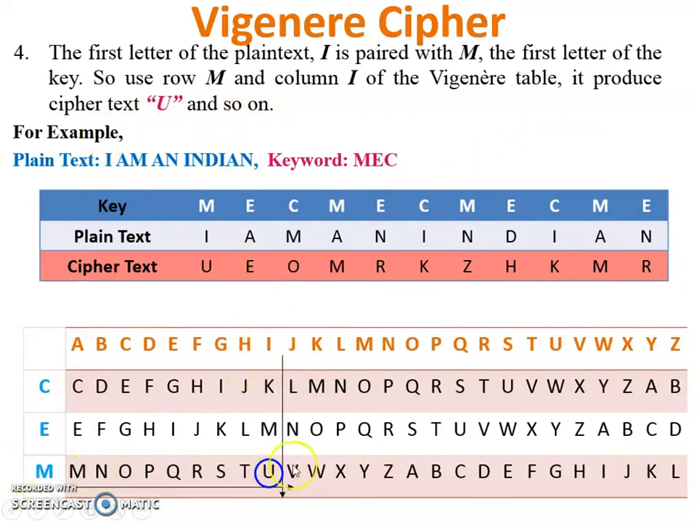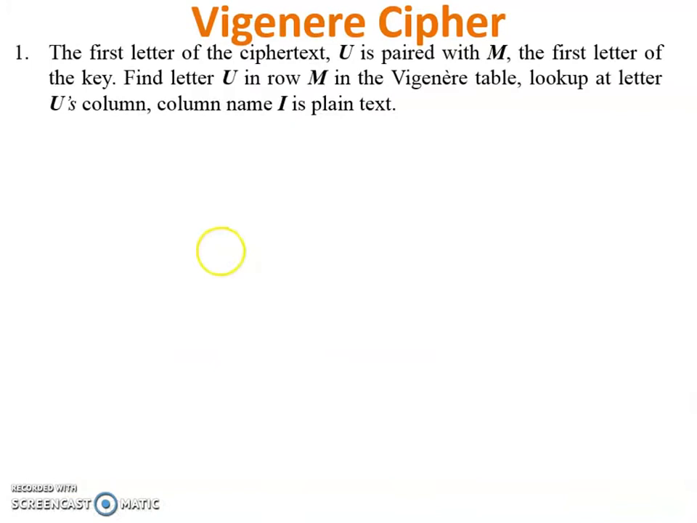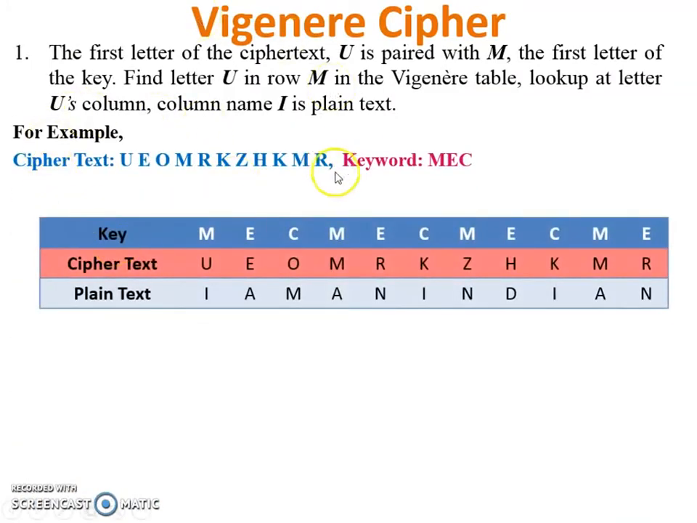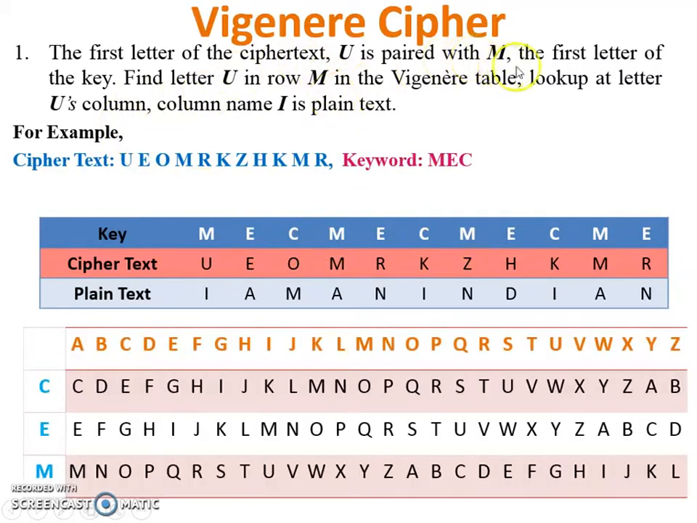Fourth one, how to encrypt? The plain text is I am an Indian and the keyword is MEC. The first letter of the plain text is I, with M as the first letter of the key. So use row M and column I of the Vigenere table. Where the column and row intersect gives the ciphertext. M is the row, I is the column, and they intersect at the letter U. So U is the ciphertext. You can also find the remaining ciphertext of the given plain text.